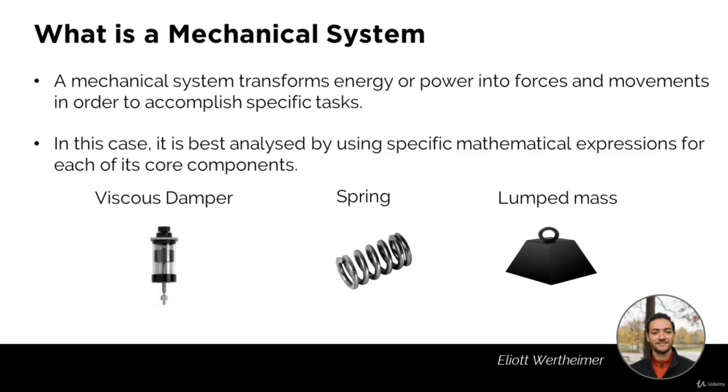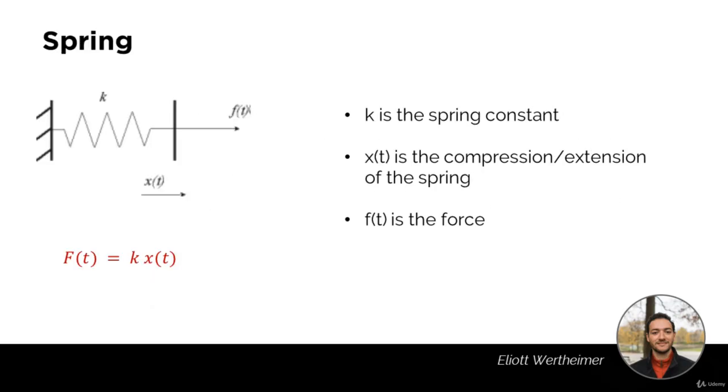Mechanical systems are best analyzed by using specific mathematical expressions for each of their core components. Usually, viscous dampers, springs, and lumped masses are sufficient. So I am sure that you're all familiar with springs. They compress or extend when you apply forces onto them.